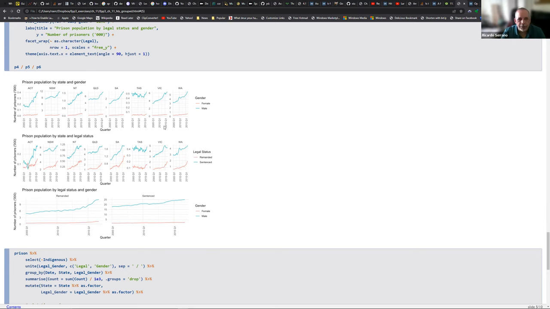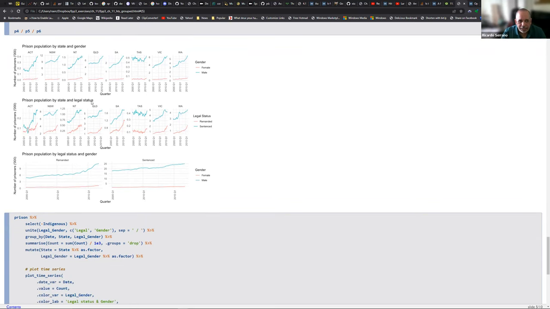Or a slight increase. Then for the state and legal status, we can see the same pattern, except for ACT. Males are shooting up, except Tasmania. Tasmania's trend is kind of non-trendy. It doesn't increase, the same as the female. But the other ones increase. And also the remanded are increasing.